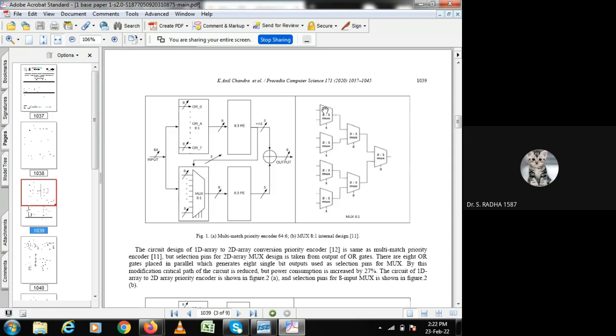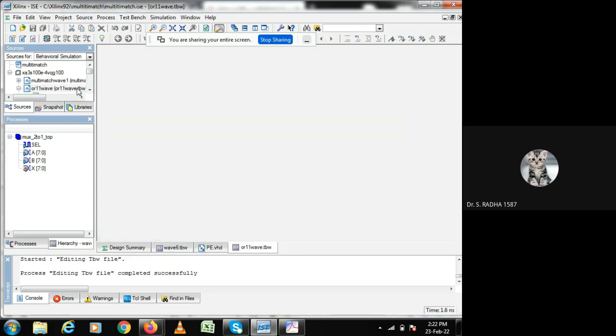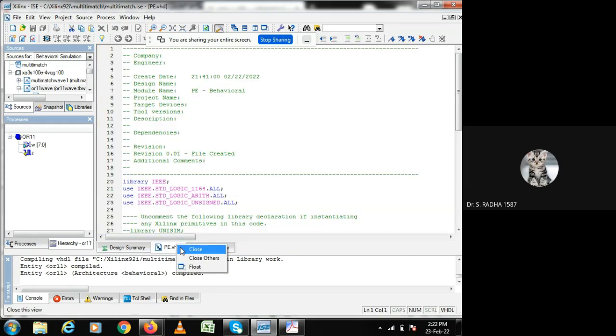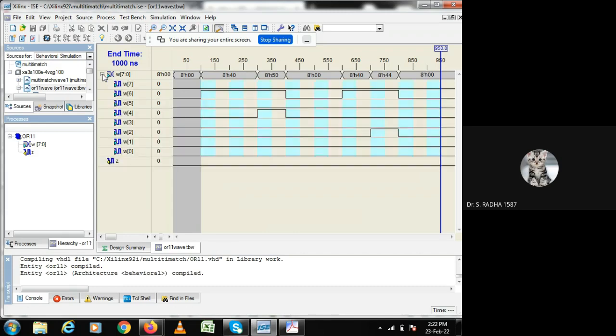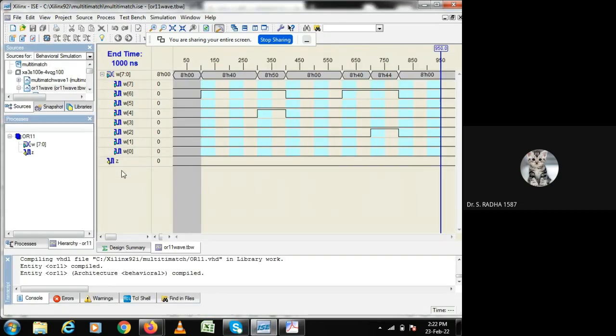Here I have taken the 2x1 mux first, and for that I have tried the waveform. This is the waveform for the 2x1 multiplexer. In the base paper, the 2x1 multiplexer has 2 inputs. That is the OR gate I have opened, the 2x1 mux. This is the waveform for the 2x1 mux.